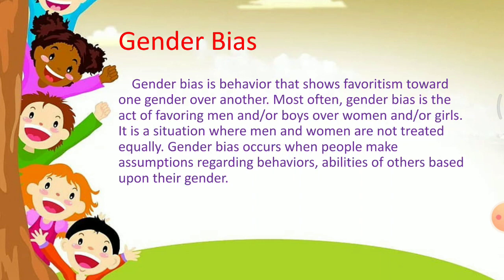Gender bias. Gender bias is showing favoritism towards one gender over another. More often, gender bias is the act of favoring men and boys over women or girls. It is a situation where men and women are not treated equally. Gender bias occurs when people make an assumption regarding the behaviors and abilities of others based upon their gender.